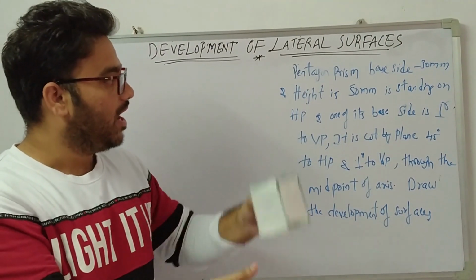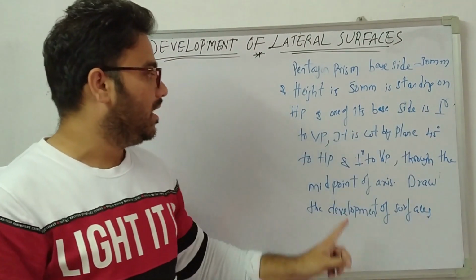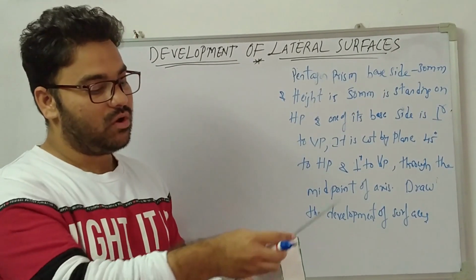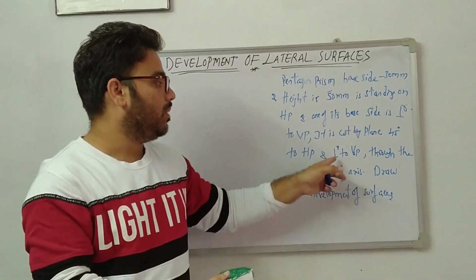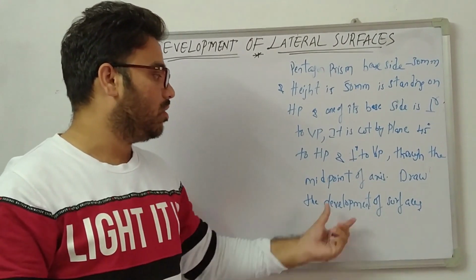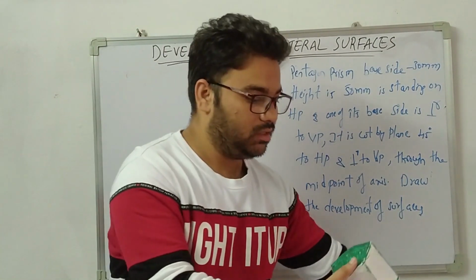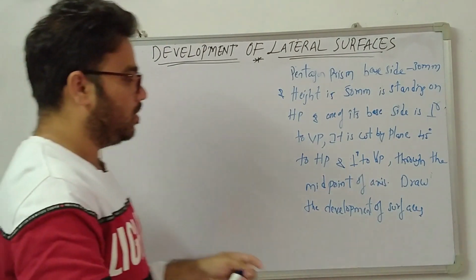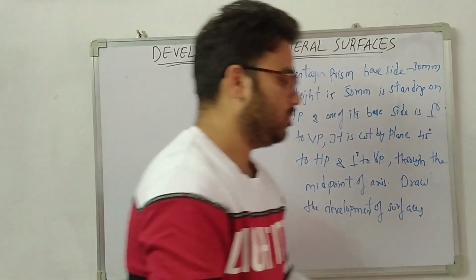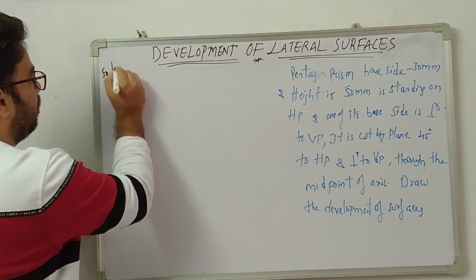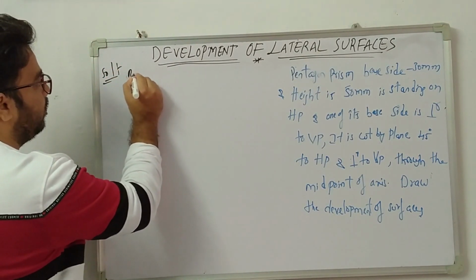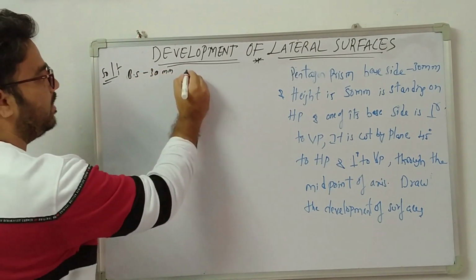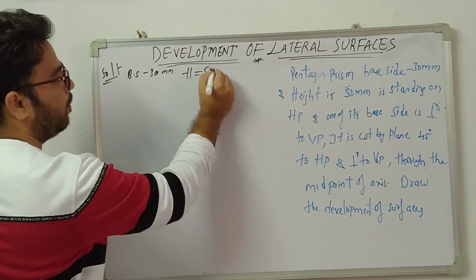So here it is standing on the HP and the base side is perpendicular. We will see that, and it is cut by a plane 45 degrees inclined to the HP and perpendicular to the VP through the midpoint of the axis. Now draw the development of surfaces. So this is a pentagon. Now what is the solution? Here the solution is given. Base side equal to 30 mm is mentioned, and height is 50 mm.